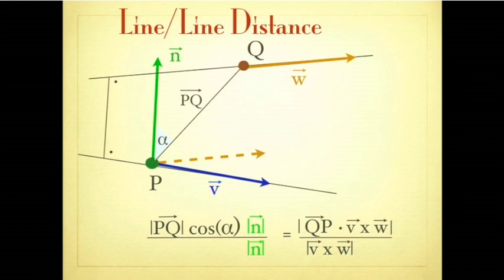And the distance between a line and a line, again, you can look at this triangle, and pq times the cosine of alpha gives you this distance, and you can again make this trick, and you get the formula here for the distance between a line and a line.